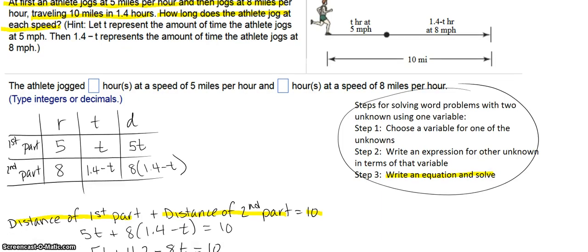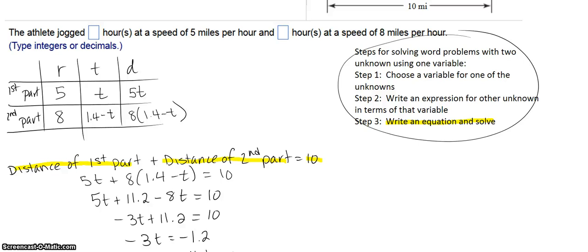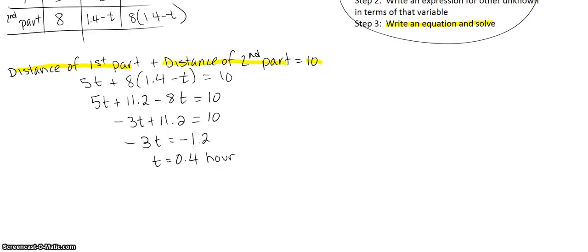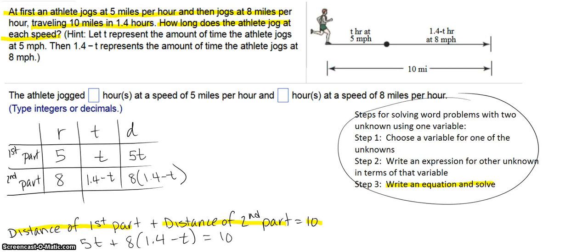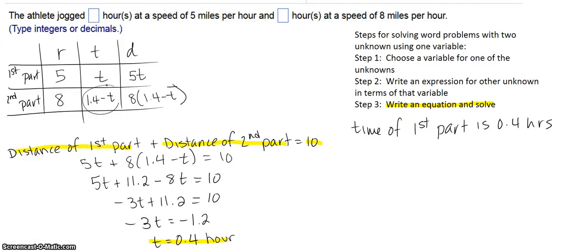To solve it, you can see the following steps. And you can see that t equals 0.4 hours, since we were in hours up here in our total. So that would be the time for the first part. To get the time for the second part, we're going to use the expression for the second part.